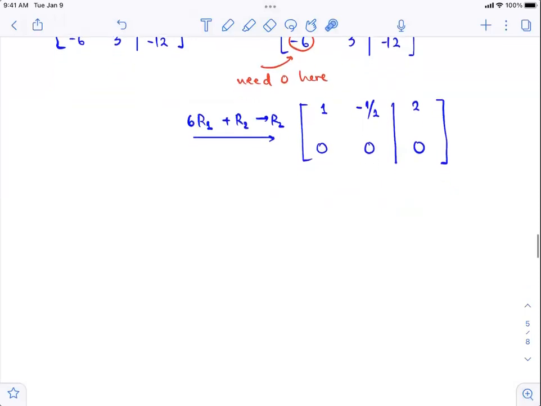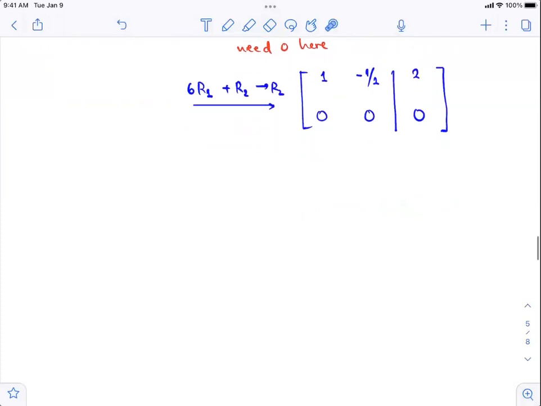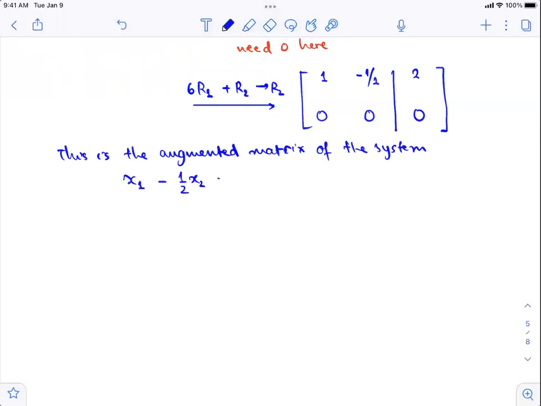So we can say that this is the augmented matrix of the following system, the equivalent system of the given system in this example, right? So this is the augmented matrix of the system that you have: x1 minus 1/2 x2 equal to 2, right?